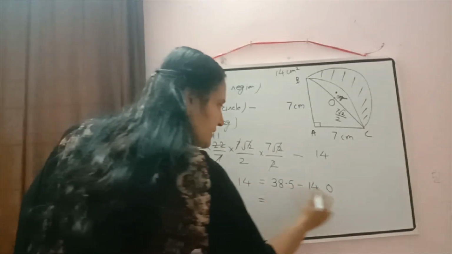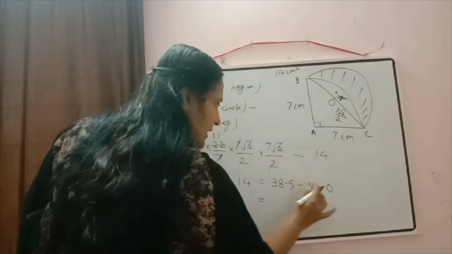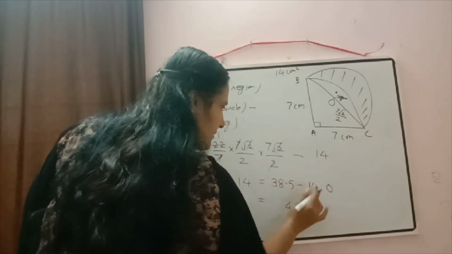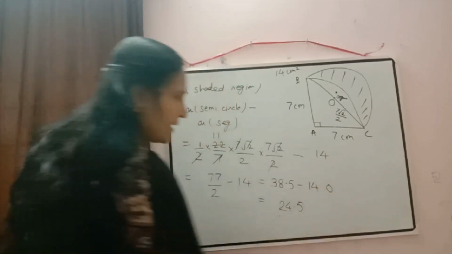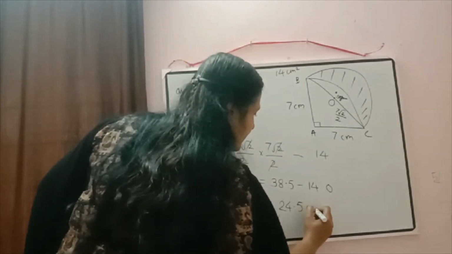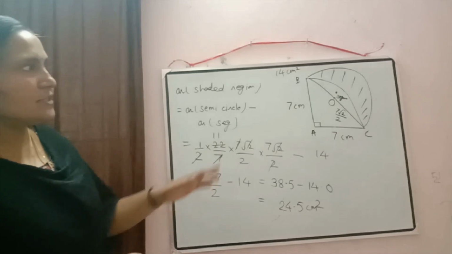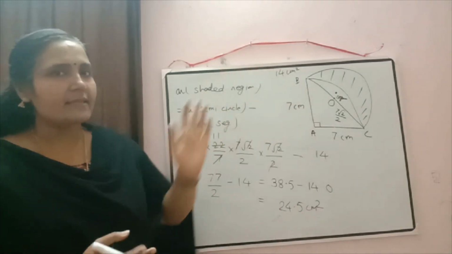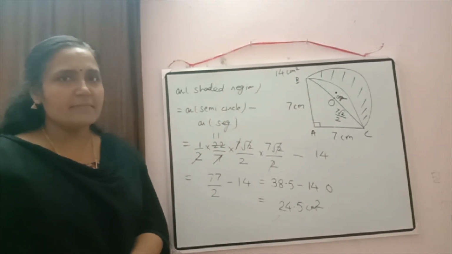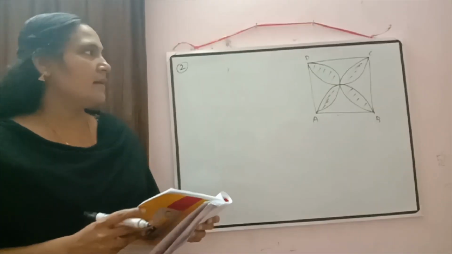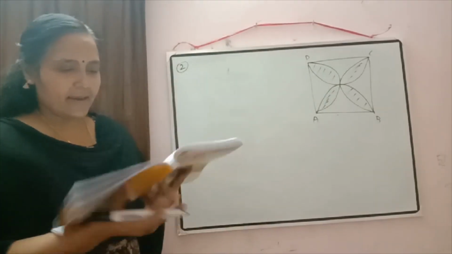Now do the subtraction. 5 minus 0, 5. 8 minus 4, 4. 3 minus 1, 2. So we will get there 24.5 centimeter square. So I think this question is clear, how we have calculated the area of shaded region. Now you can check the diagram there.